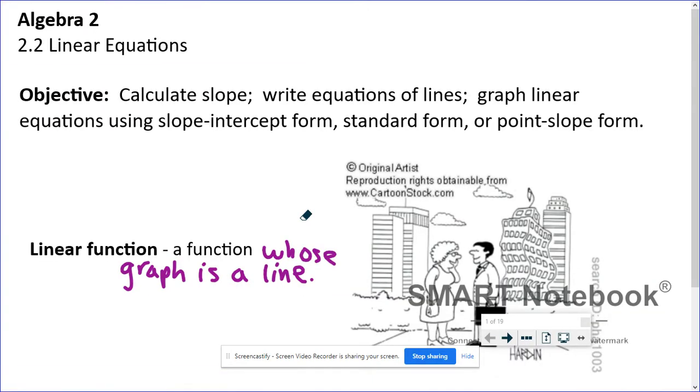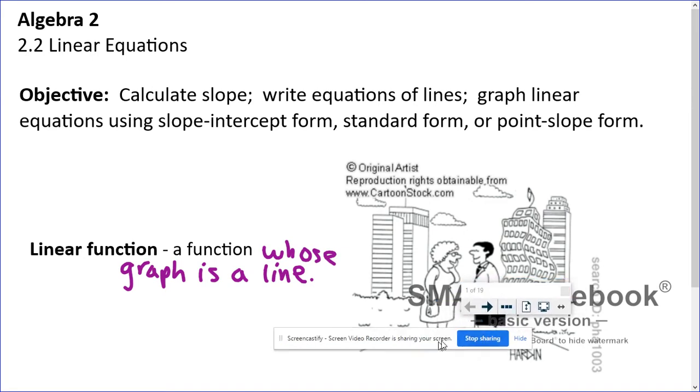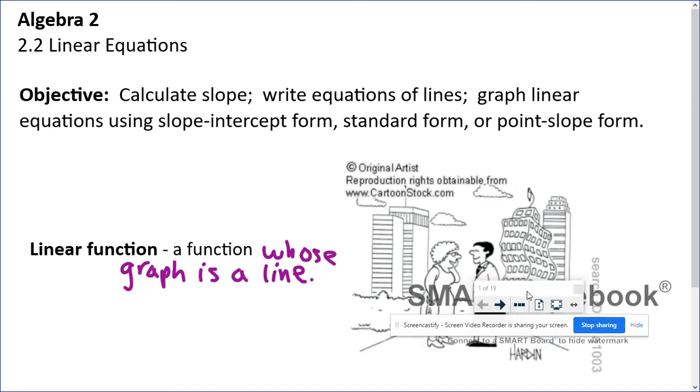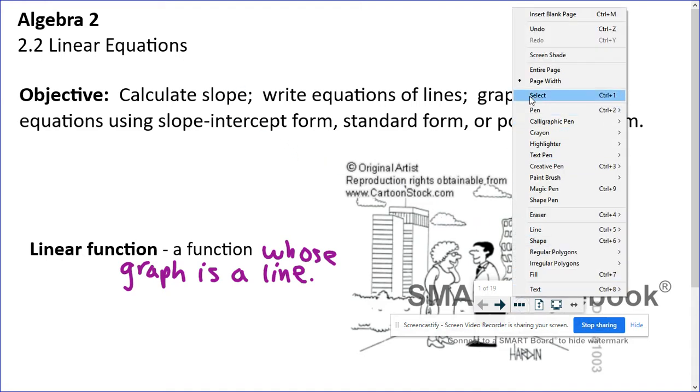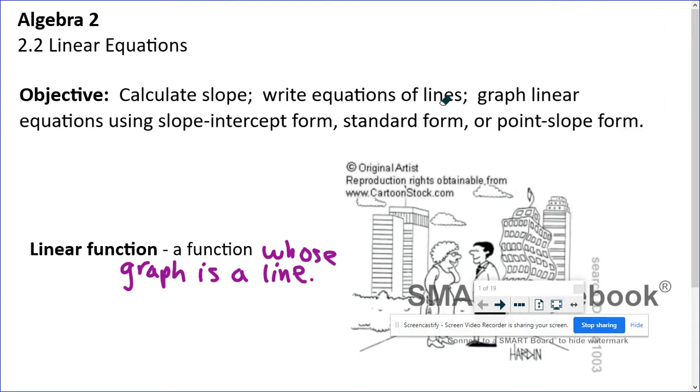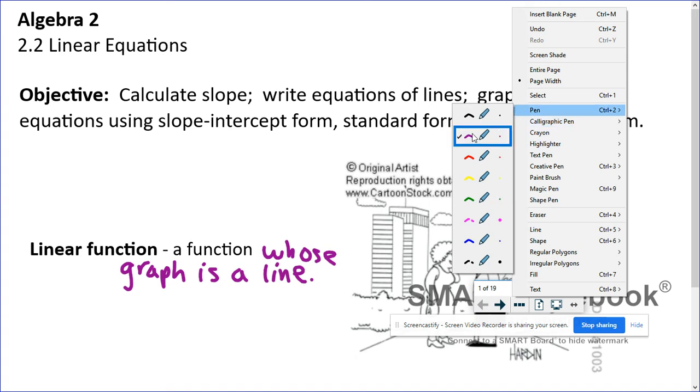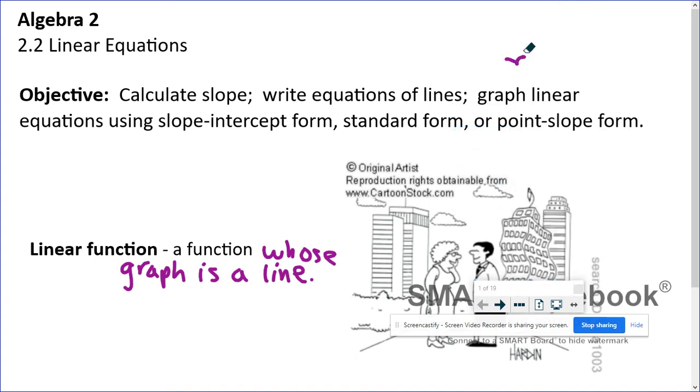Welcome to lesson P6. We're going to discuss all kinds of functions and the different forms of linear functions. So our objective is we're going to calculate slope first, then write equations of lines, graph them in slope-intercept, standard, and point-slope form. A lot of what you talked about in Algebra 1 over the course of a long period of time, we're going to cover all at once here as a review.